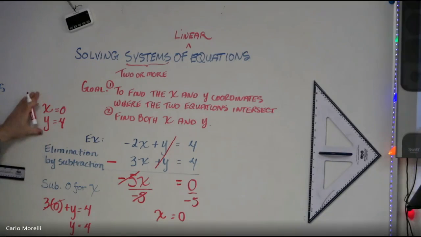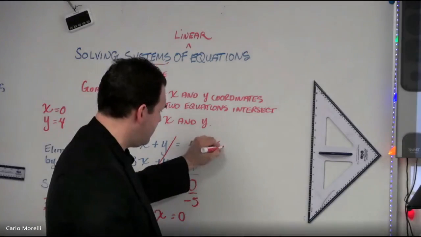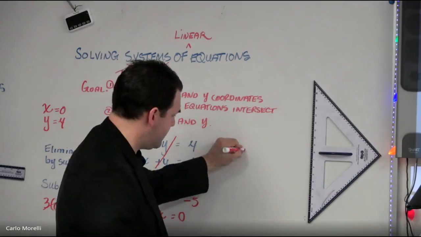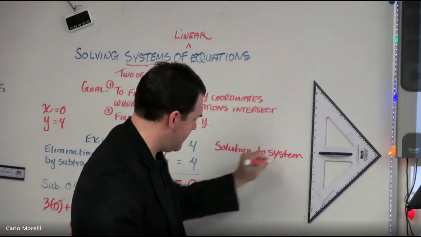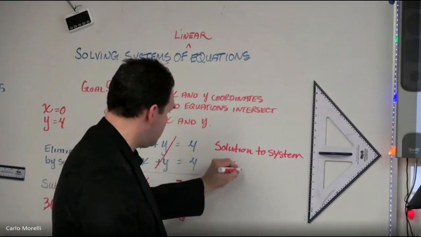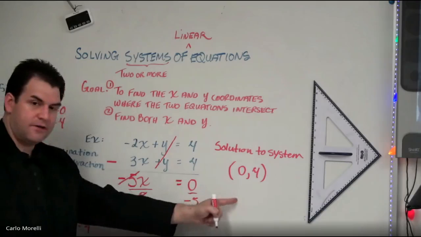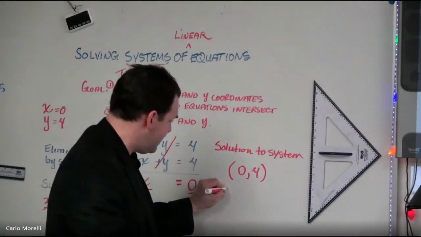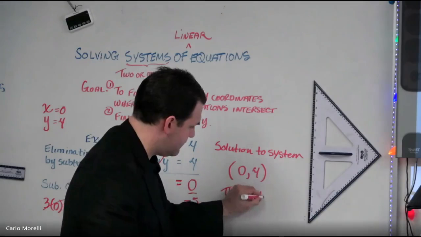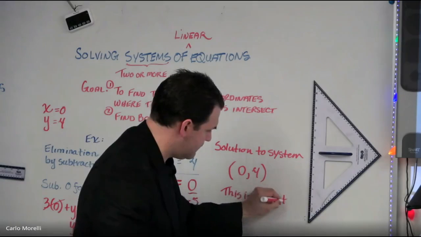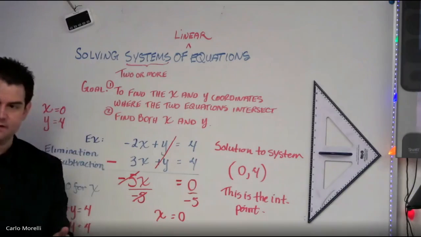Now, we don't write it like this. We write it in a coordinate notation. So I'm going to come over here and say the solution to my system, and I'm going to put a coordinate 0, comma 4. And as we already saw graphically, this is the intersection point. Okay? Do you understand a little bit about systems now?